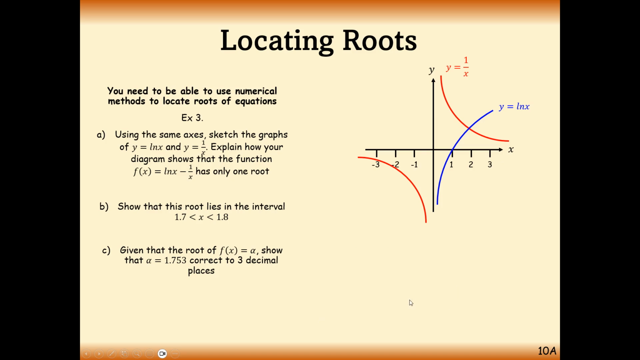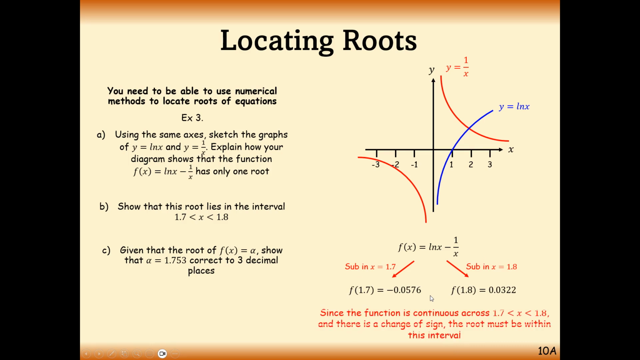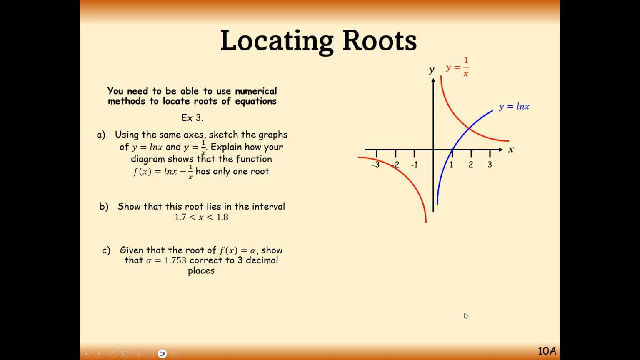Rearranging f of x, we can see that that is the intersection point where these two graphs go to each other. The next part, we are asked to calculate and show that the root lies between 1.7 and 1.8. So we simply substitute those values into the function f of x, and we see a change of sign. The change of sign is enough to show that the root lies within this interval.